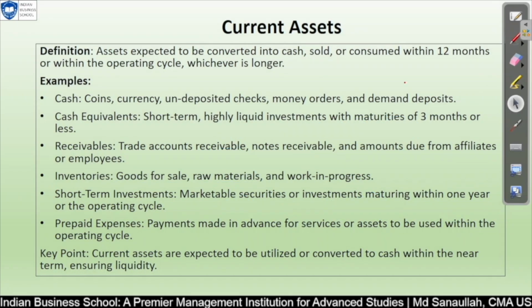Okay, now we will learn about the short term investment. What is the short term investment? Marketable security is like a share. These are things which are readily sold and converted into cash. That is why this is called short term investment.